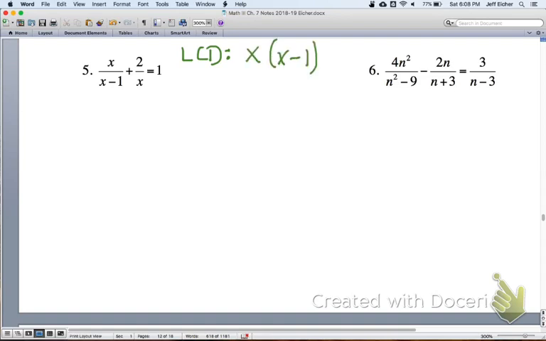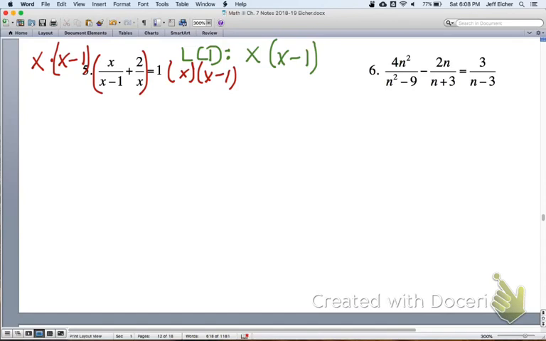I hope you said x times x minus 1. X minus 1 is its own factor, and x is its own factor. So you need an x, you need an x minus 1. So we're going to multiply both sides by x times x minus 1. Be really careful that you multiply the left side, or sorry, the right side. Sometimes students will only multiply one side.